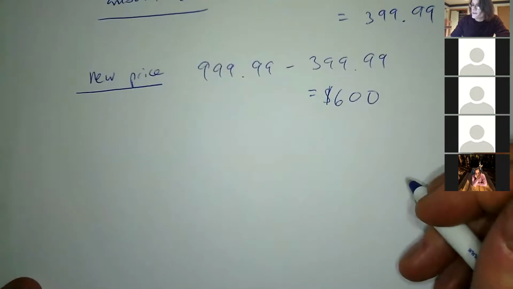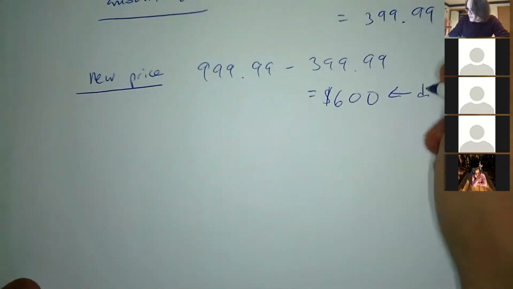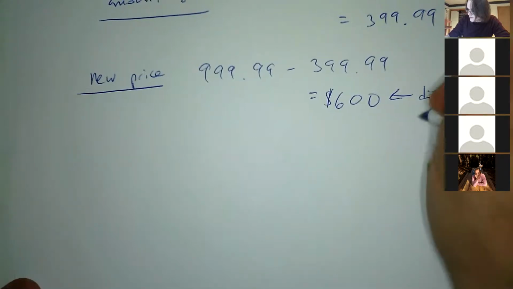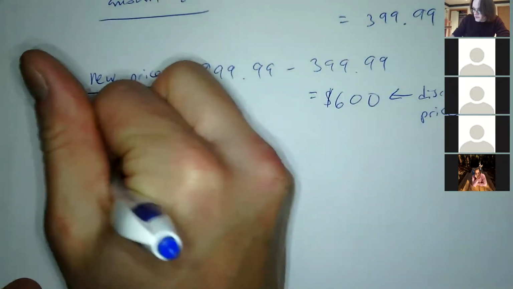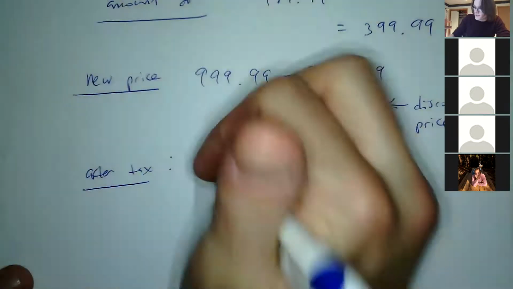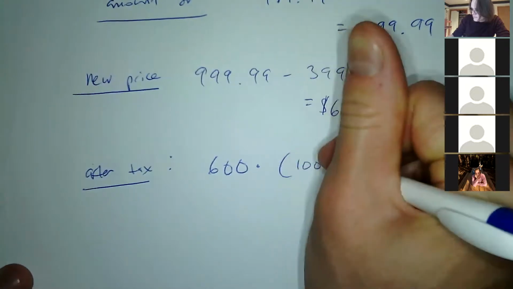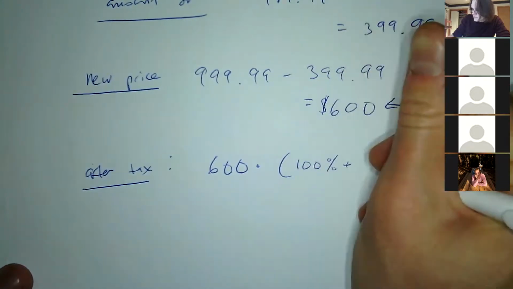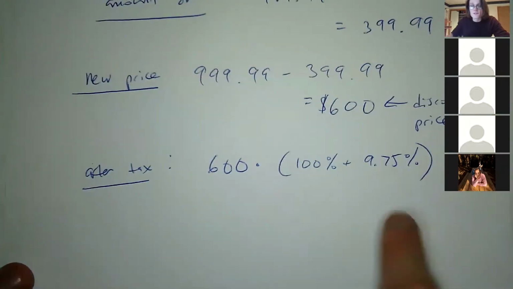Anyway, so that's my new price. This is the discounted price. And now to add tax, we just do it like we did before. So after tax, I'll do 600, and then I'll do 100% plus 9.75%. So this is the way I did before.